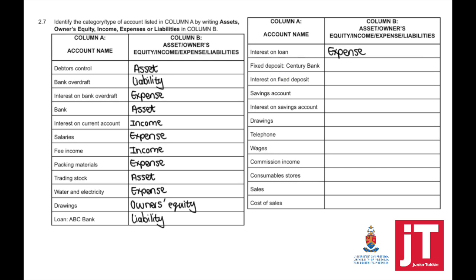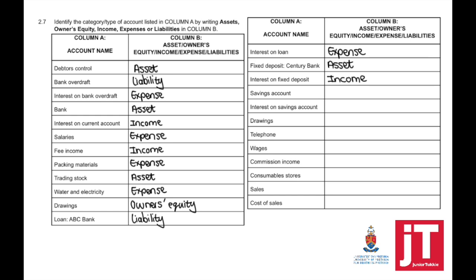Now, a fixed deposit means that we've invested money in a long-term asset. That's why it is an asset and it's regarded as a non-current asset. So why would you invest money? It's because we're going to generate an income from that, and that is called interest. And you have to be specific. Interest on fixed deposit. That is an income to the business.